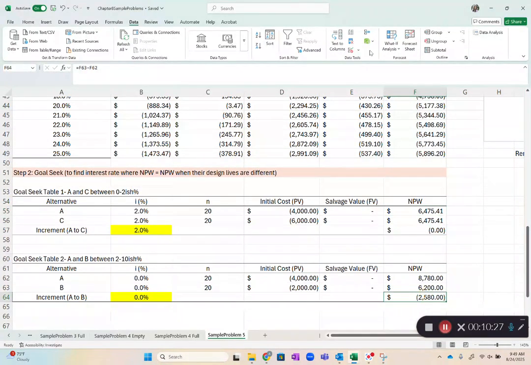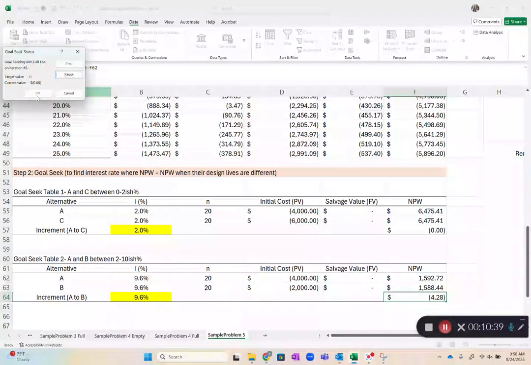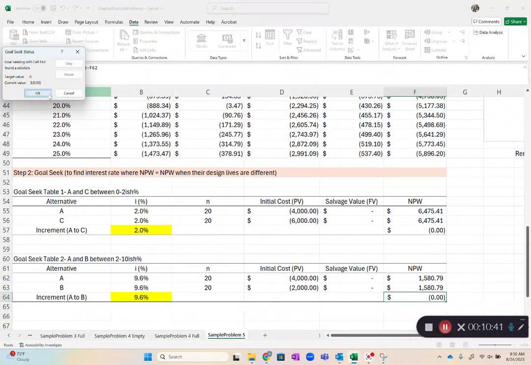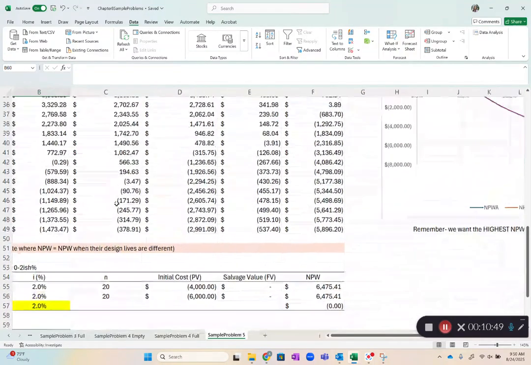Okay, so I'm going to do goal seek analysis again. I'm going to set that equal to 0 by changing this interest rate. Say okay. Okay, so you see here how I wrote 10-ish, right? I love it, so precise. Okay, so now let's go look at these.